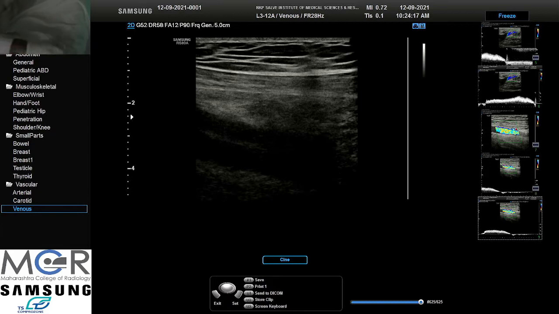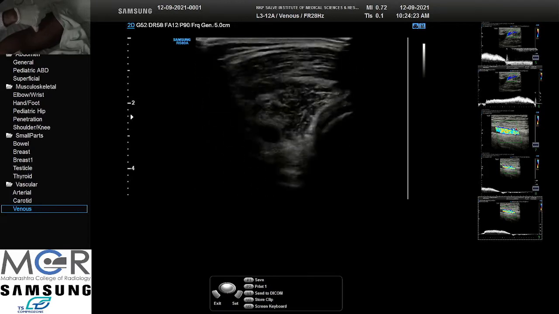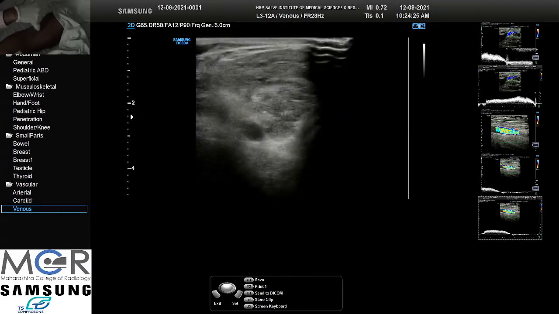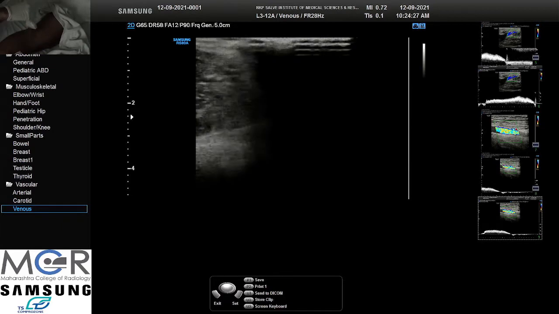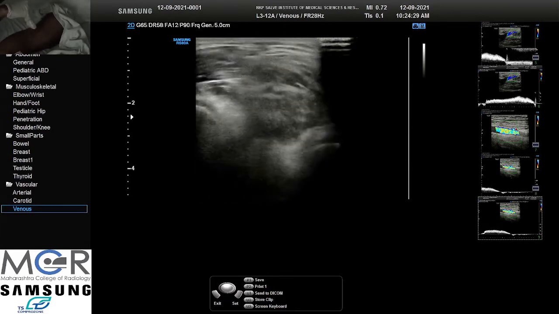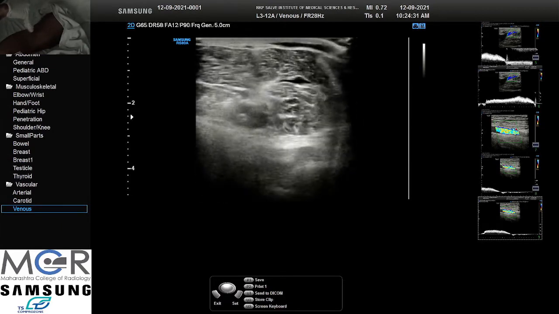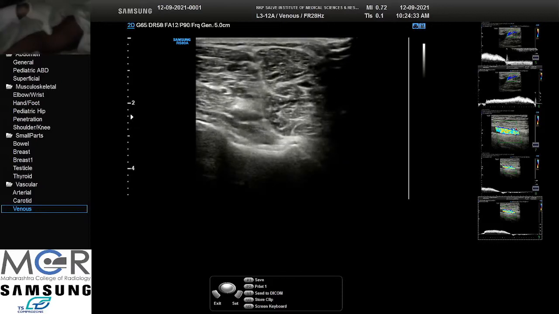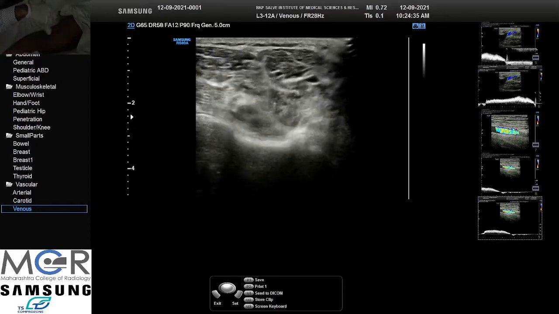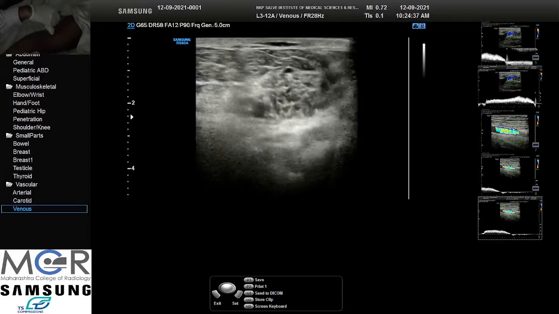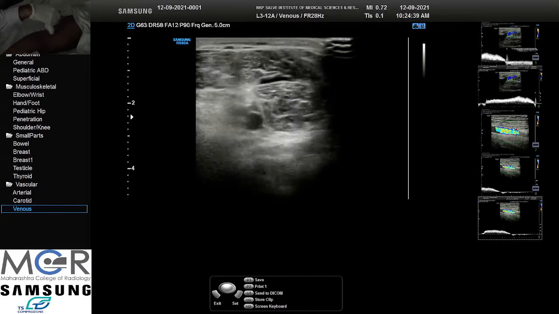I'll ask him to do almost a prone position to see the popliteal fossa, see it in transverse, identify vein and artery, that is vein and artery, vein and artery.